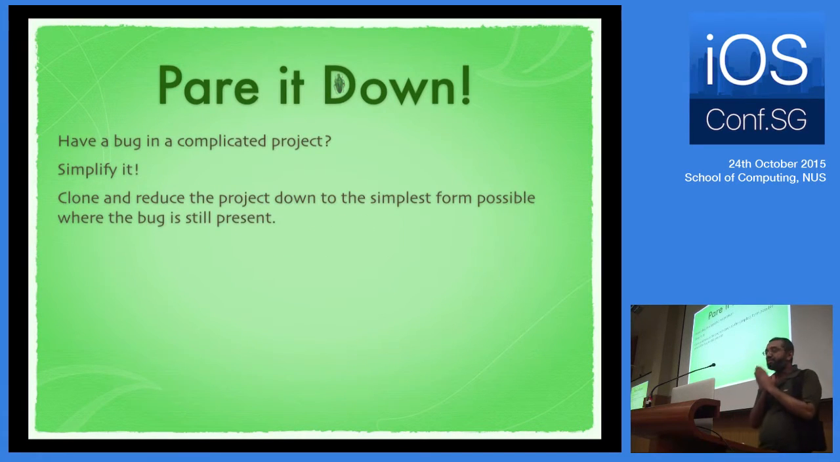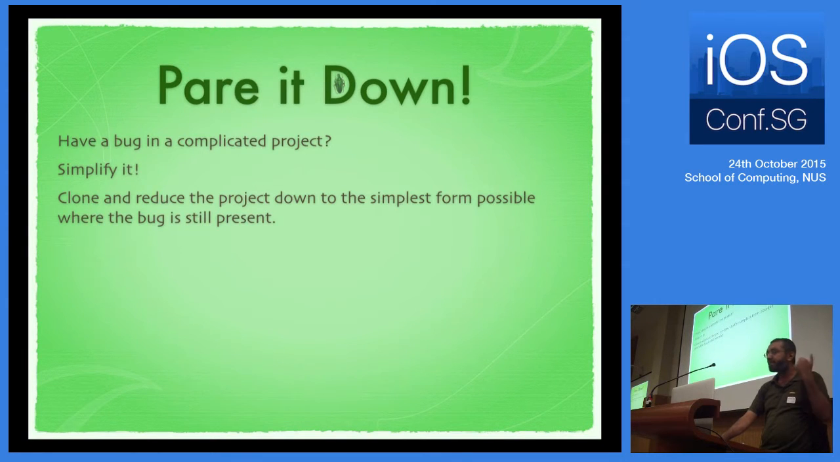Now, the final tip I would have for you in the KISS class would be to pare things down. If you have a bug in a complicated project, you might not be able to figure out what's going wrong because it's all connected together. So the thing would be to cut out all functionality except for the bug. Try to isolate the bug into a smaller app. And just in trying to remove bits and pieces to isolate the bug, you might actually find where the bug is.